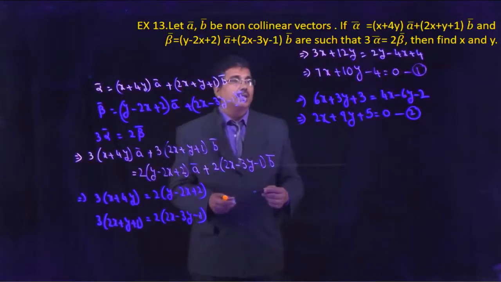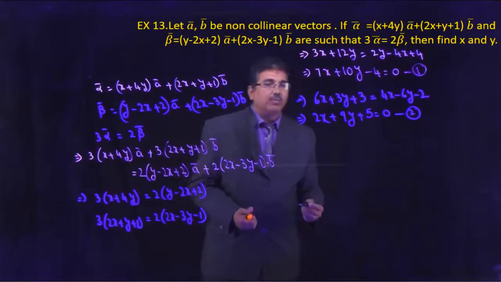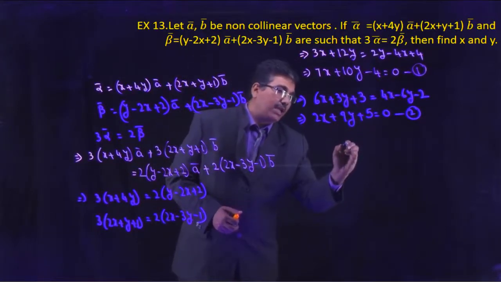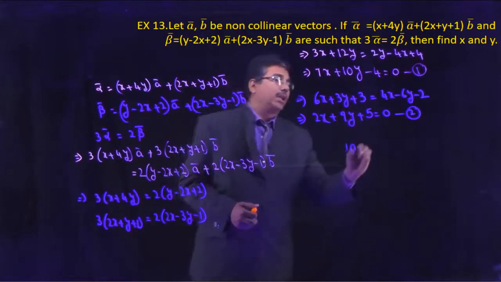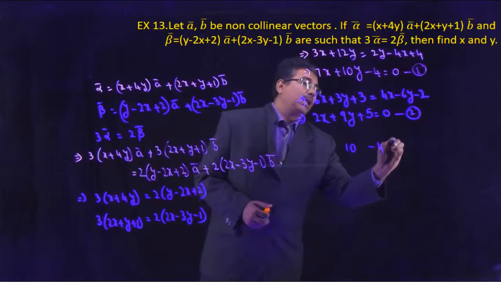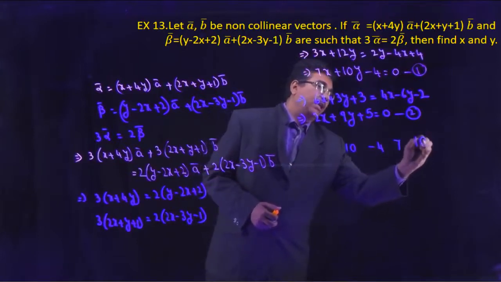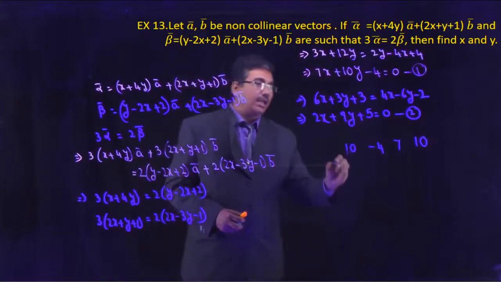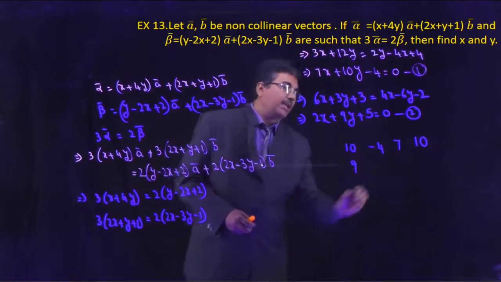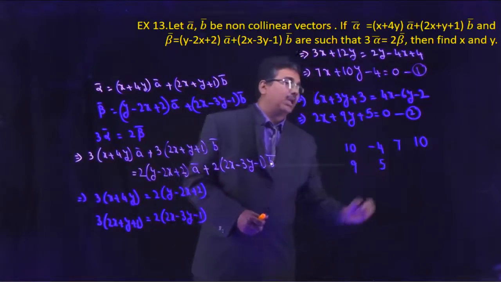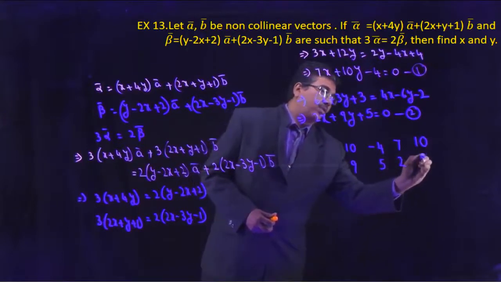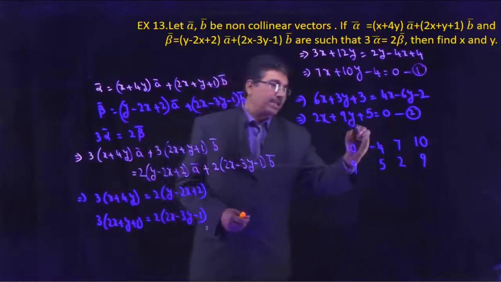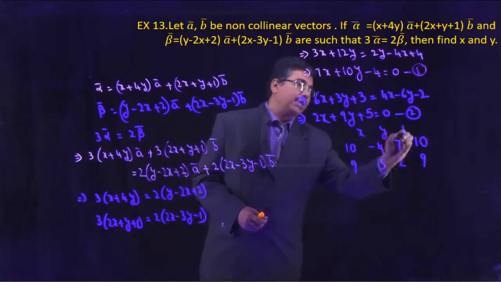Now solving these two equations by using the cross multiplication method, first write the coefficient of y in equation 1, now the constant term, now the coefficient of x, again the coefficient of y. Now write the coefficient of y in equation 2, that is 9, constant term 5, coefficient of x, again coefficient of y. This is the cross multiplication method. This is x, this is y, this is 1.